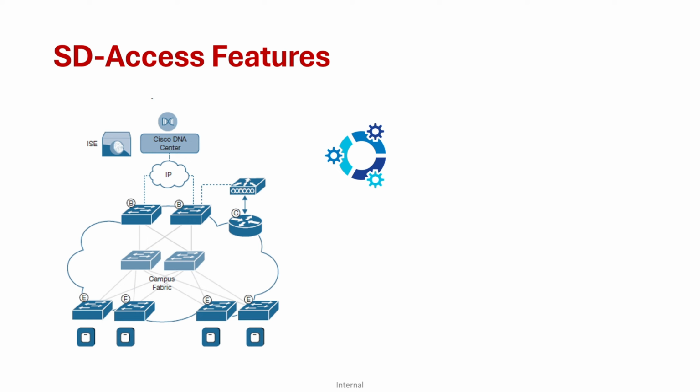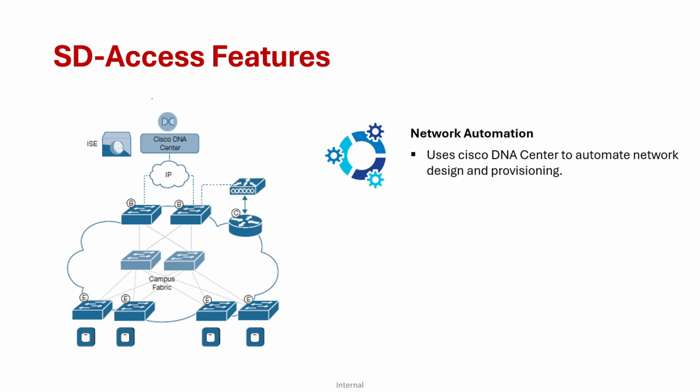It offers network automation. Instead of manually configuring each device, SD-Access uses Cisco DNA Center to automate network design and provisioning, which means the deployment will be faster, there will be fewer errors, and the configuration will be consistent across your network. Then another feature is that it offers network assurance and analytics.